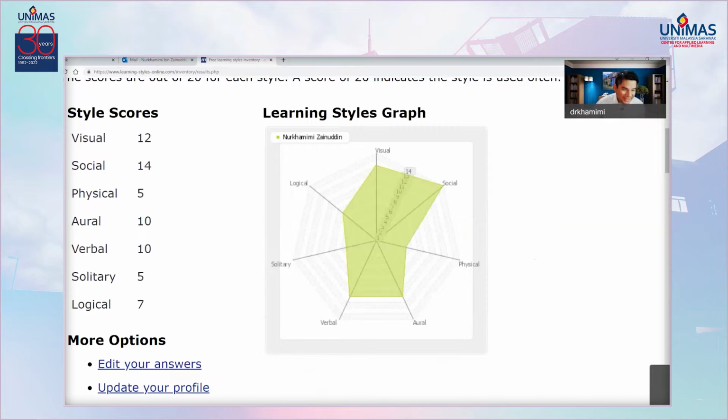We have, for social, Dr. Mazrina. Sedang menjawab. Sedang menjawab, Dr. Bibi. Saya lambat sedikit. Sedang menjawab. It's okay. Okay.